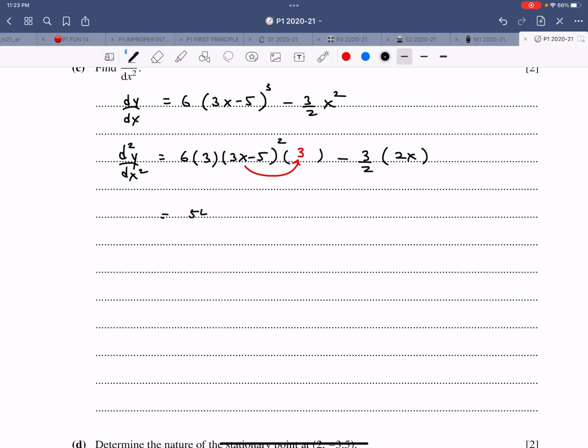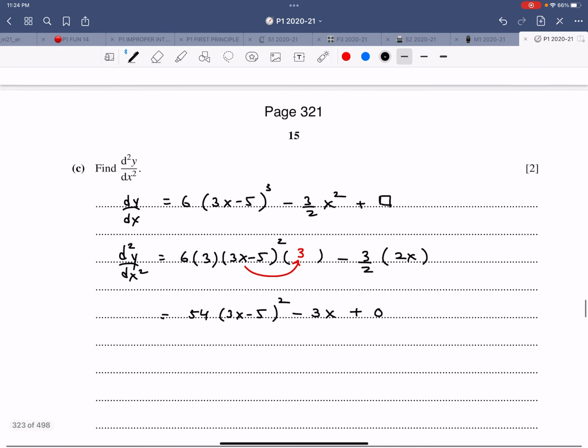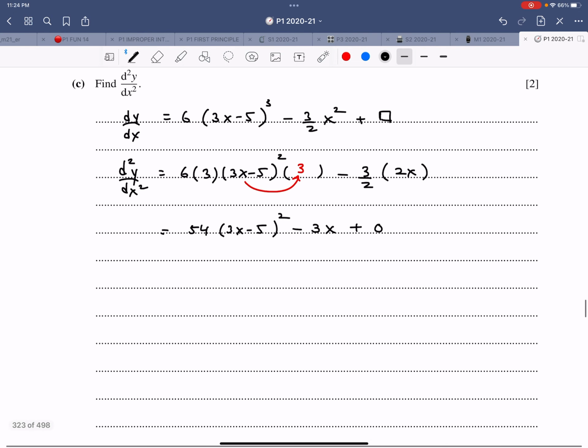And this is (3x minus 5) the whole thing squared, and this becomes minus 3x, and therefore this is the constant, whatever that constant was, that derivative is 0. So this is the answer for this particular part. Now what else are they asking for? They're asking for the second derivative. That's done, and no need to open up the bracket, leave it intact.